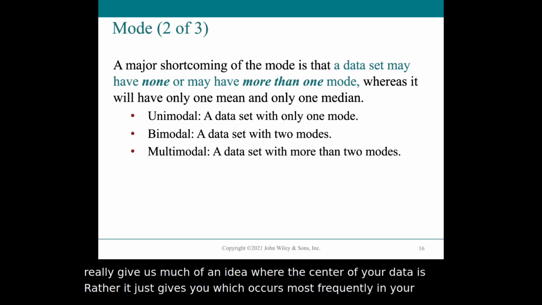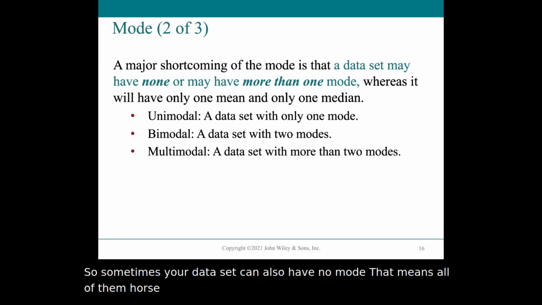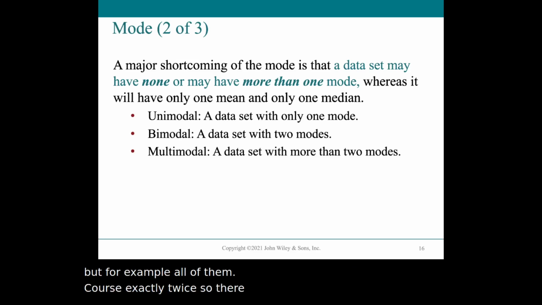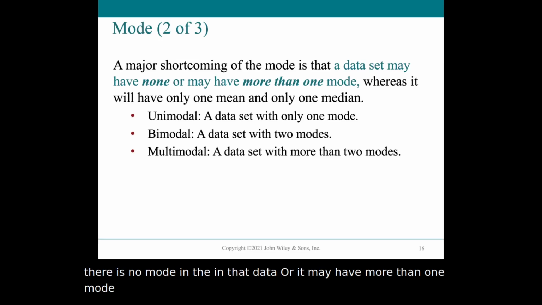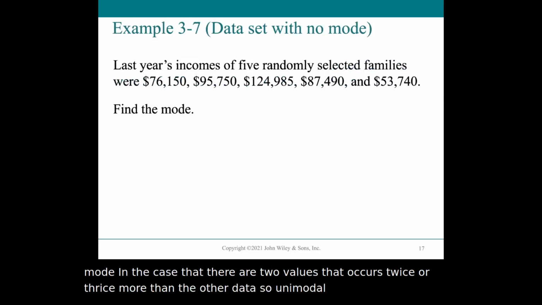So sometimes your data set can also have no mode. That means all of them occur the same number of times, not only once, but for example, all of them occur exactly twice. They are all at equal position, so there's no mode in that data. Or it may have more than one mode, in a case where two values occur twice or thrice more than the other data. So unimodal, bimodal, or multimodal.